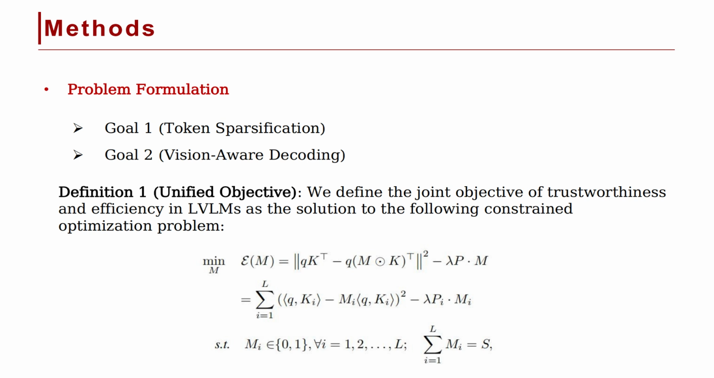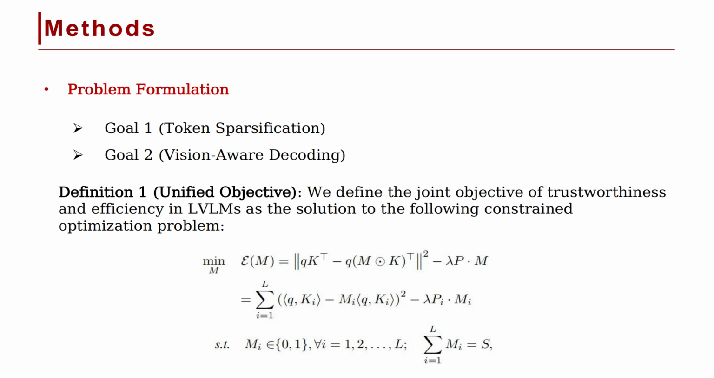First, token sparsification aims to minimize the number of retained tokens while preserving attention scores. This helps us achieve efficient decoding. Second, vision-aware decoding ensures that we protect important visual tokens using visual saliency scores. This prevents the model from neglecting crucial visual information.